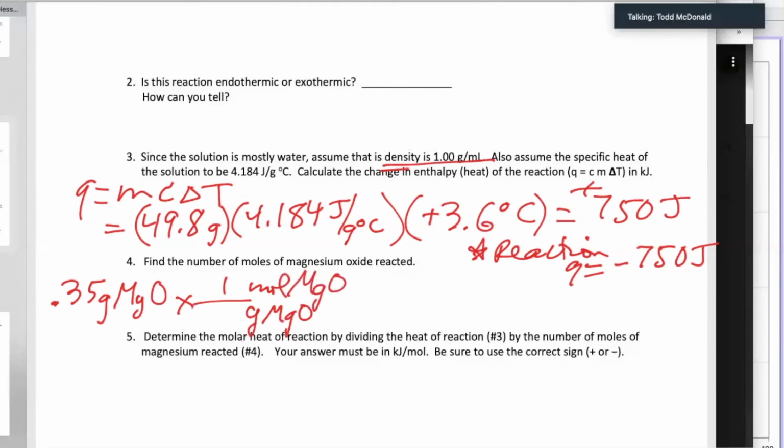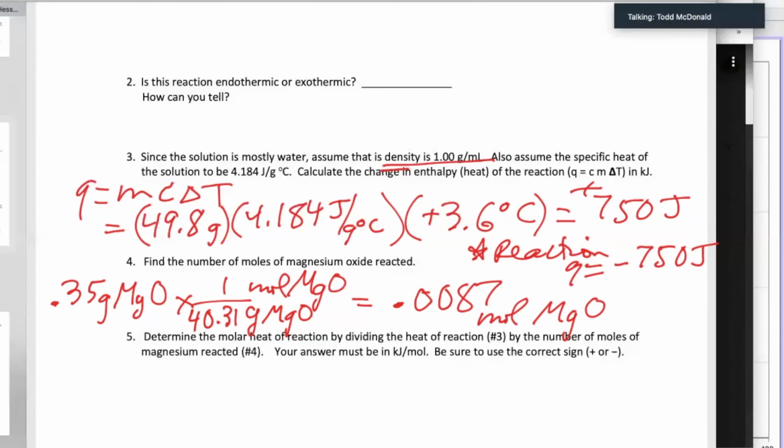And then what I'm going to do is calculate molar mass. Magnesium is 24.31, and then we have 16 for our oxygen, so that's 40.31 grams per mole. When I punch this into a calculator, I get 0.0087 moles of magnesium oxide, okay? Now, this is the important part. It says determine the molar heat of reaction by dividing the heat of reaction from number 3 by the number of moles of magnesium in number 4. Your answer must be in kilojoules per mole.